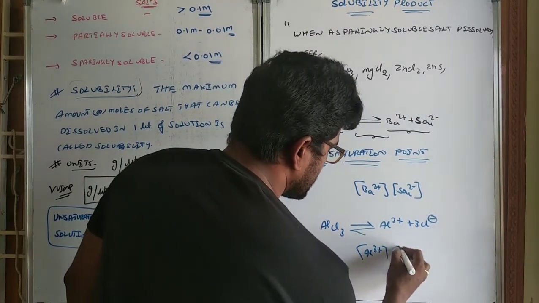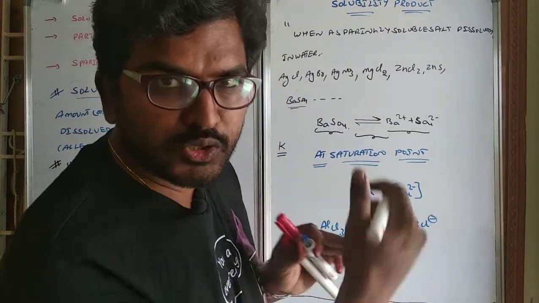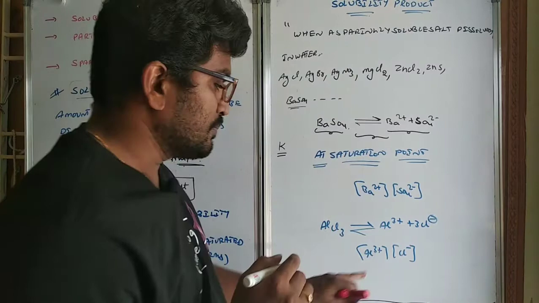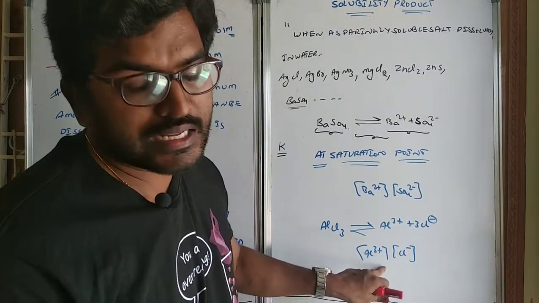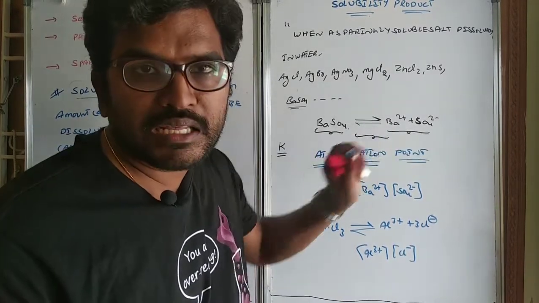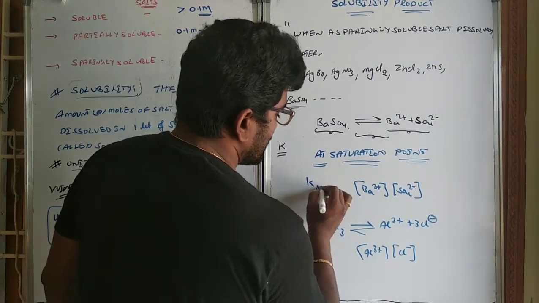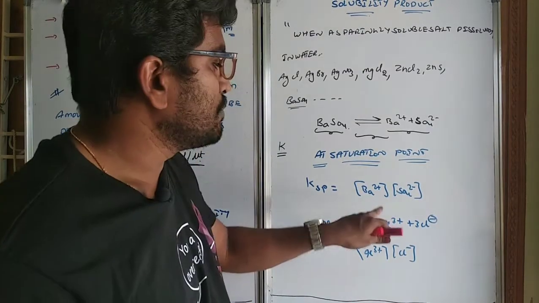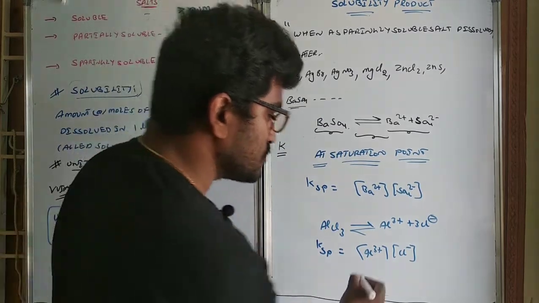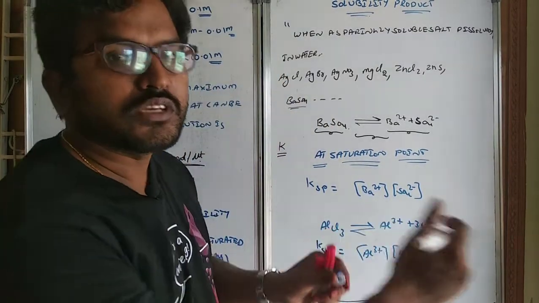The product of concentration of ions raised to the powers equal to their stoichiometric number in a balanced dissolving equation is called the solubility product. So Ksp equals [Ba2+][SO4 2-]. For this one, Ksp equals [Al3+][Cl-]^3. Why? Because 3 are present, so that's why we write it like this.